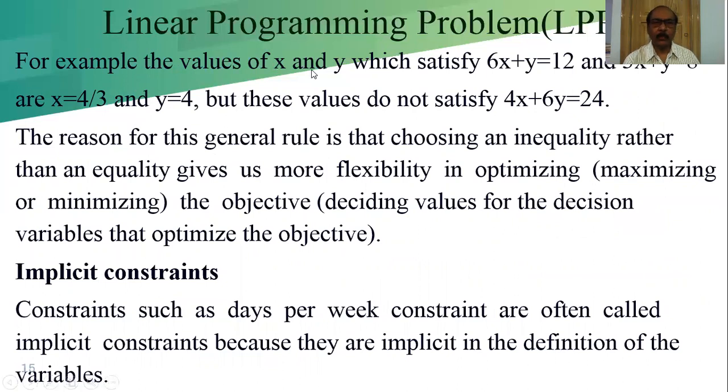For example, the values of x and y which satisfy 6x plus y equal to 12 and 3x plus y equal to 8 are x equal to 4 by 3 and y equal to 4. But these values do not satisfy 4x plus 6y equal to 24, because here there are 2 variables and 3 equations.